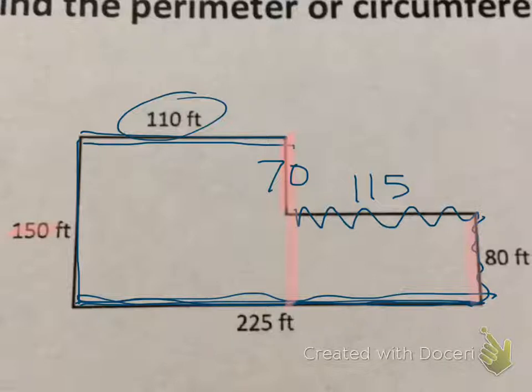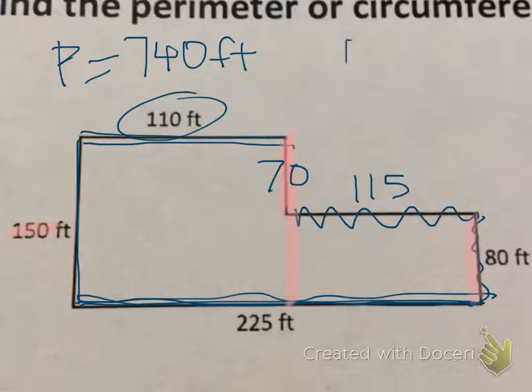So, I don't think I'm going to take the time to write that out because I'd have to write 110 plus 150 plus 225 plus 80 plus 115 plus 70. Let's just punch those in our calculator all the way around the outside, and that will give us our perimeter. So 110 plus 150 plus 225 plus 80 plus 115 plus 70 is 740. So the perimeter of this is 740 feet.